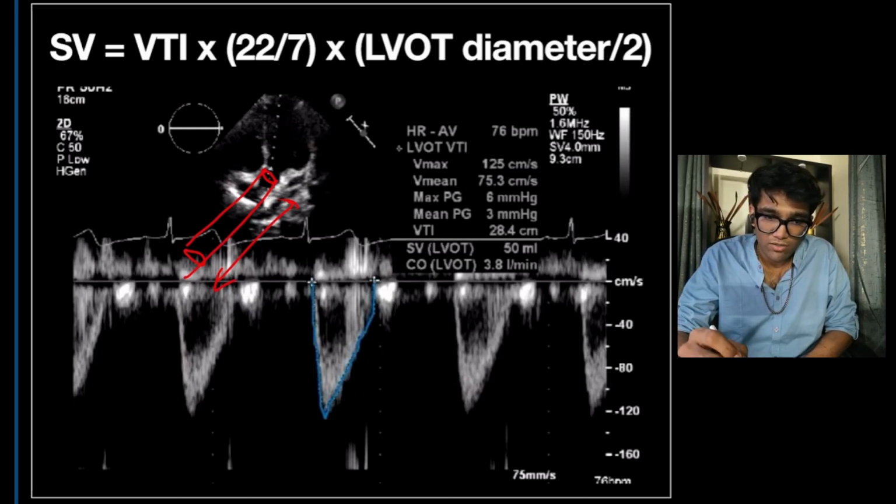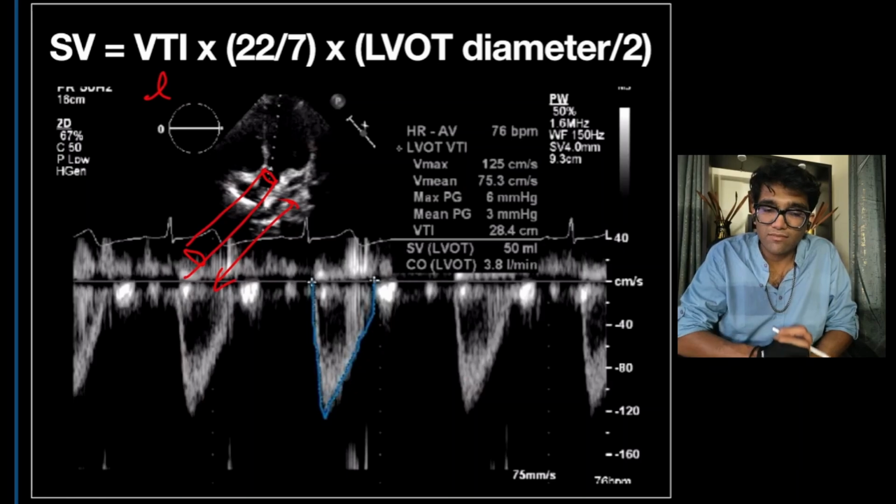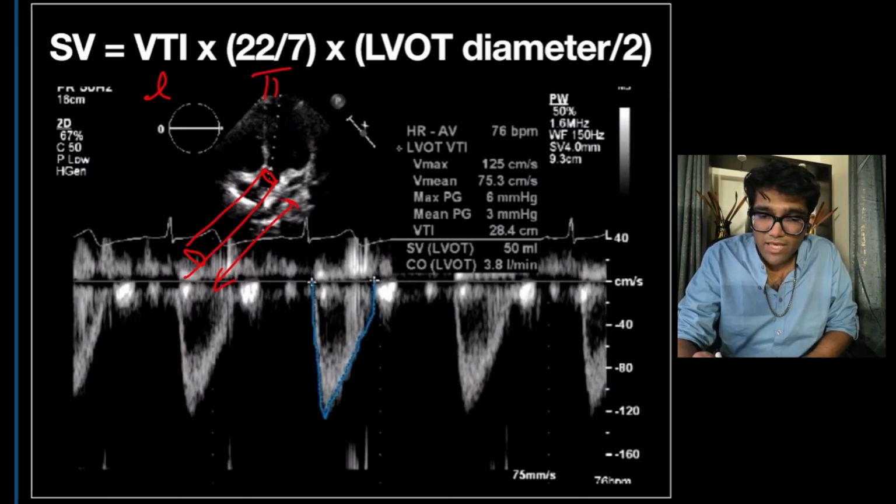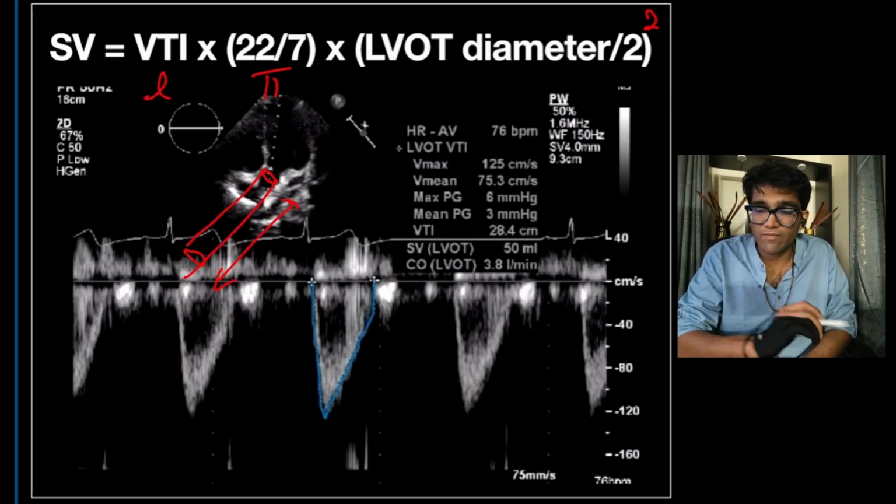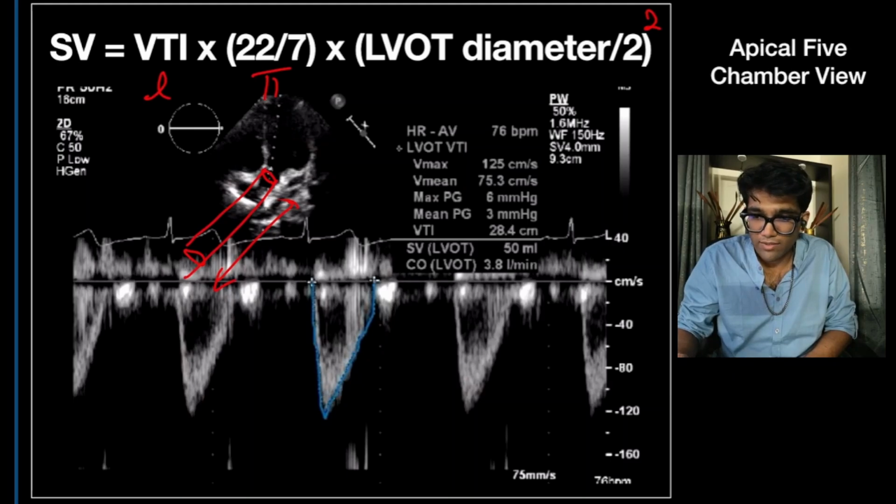So your velocity time integral is the length. Your 22/7 is obviously pi, times the LVOT diameter divided by 2, and this is actually squared. Okay, so that's slightly wrong. This is in the apical 4-chamber.